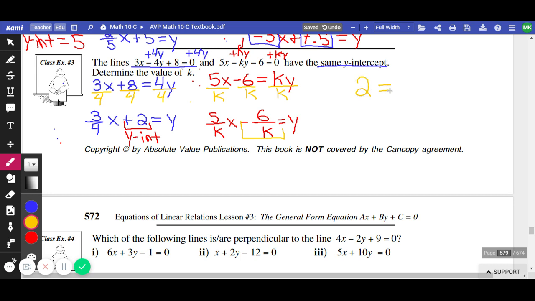2 equals negative 6 over k. And then do your cross multiplying and dividing. Right? Kind of like what we did with trig. So you want to get k by itself, you'd have to multiply k up here and divide 2 over here. You get k equals negative 6 over 2, which is just negative 3.